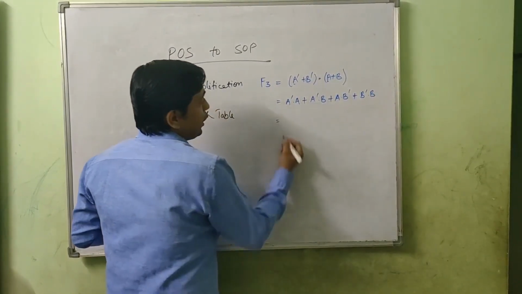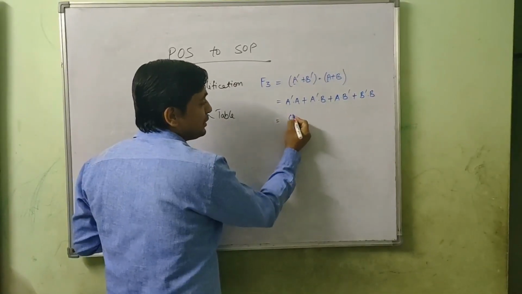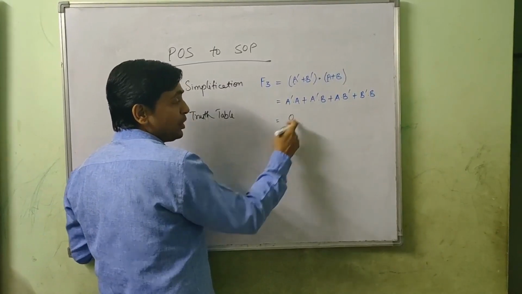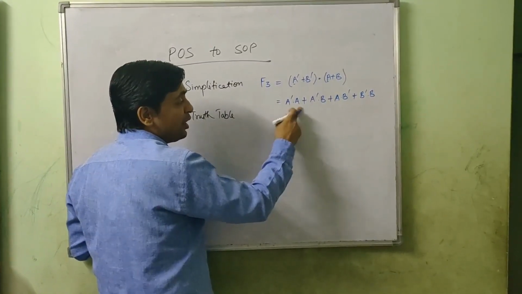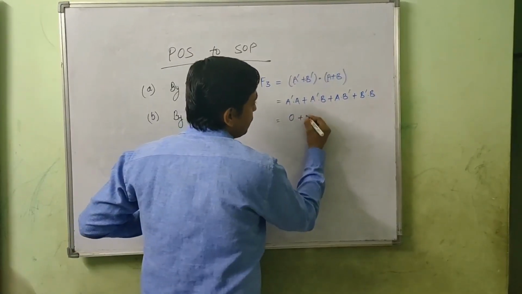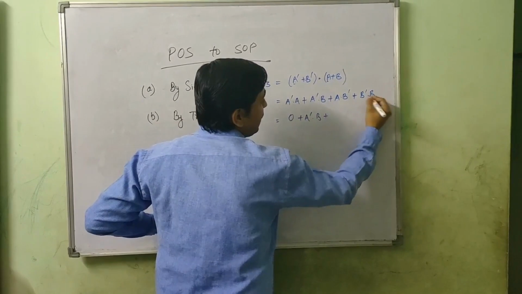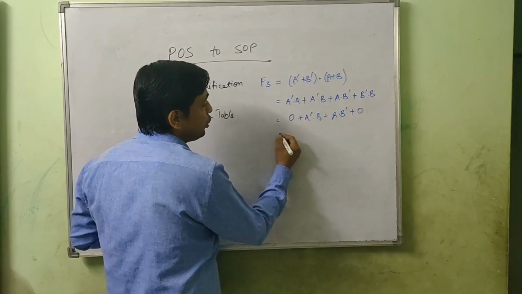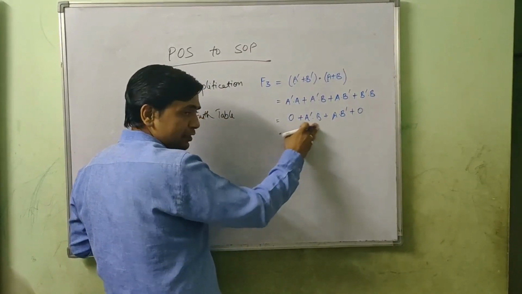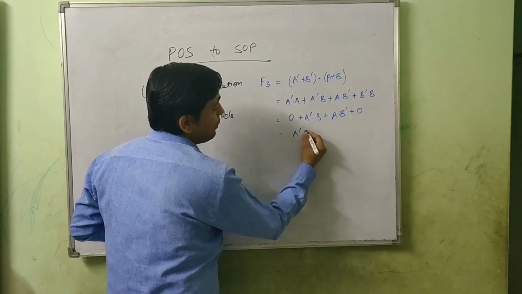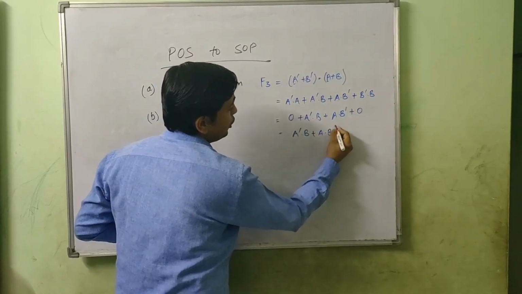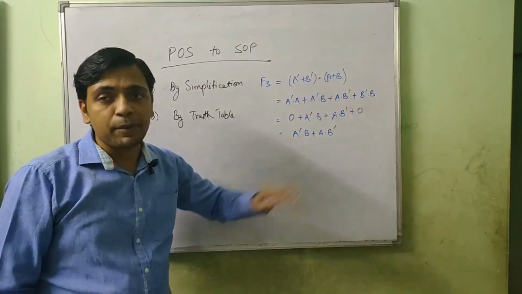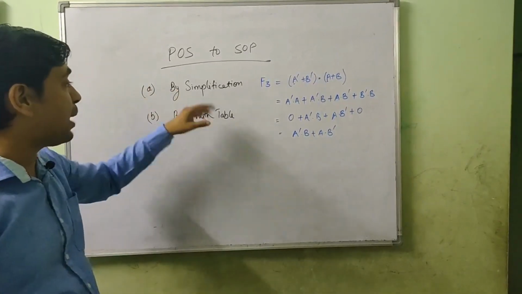Now we know a complement and a is 0. If a is 1, a complement will be 0, their AND operation will be 0. If a is 0, a complement will be 1, their AND operation will be 0. Similarly here, b and b complement will be 0. No need to write down the 0, because 0 or anything is that variable itself. So it will become a complement b plus a b complement. You can see a given product of sum is converted into a sum of product. This is the first way, by simplification.